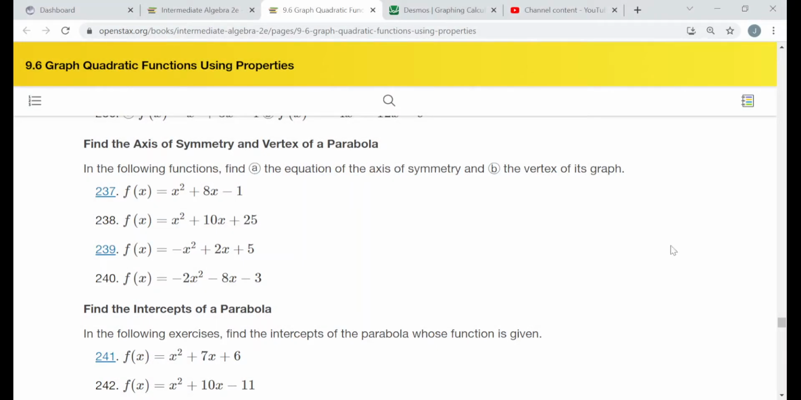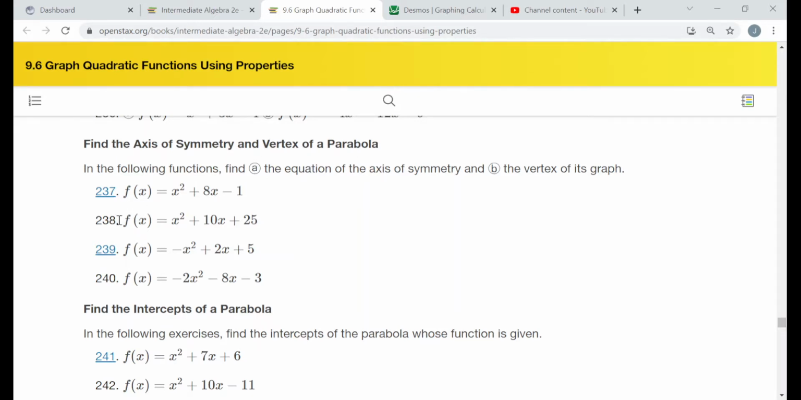Each exercise I'm going to do in this video is taken directly from a free online textbook at openstax.org, and it's their Intermediate Algebra 2nd edition text. I'm in section 9.6 titled Graph Quadratic Functions Using Properties, and I'm working under the heading Find the Axis of Symmetry and Vertex of a Parabola.